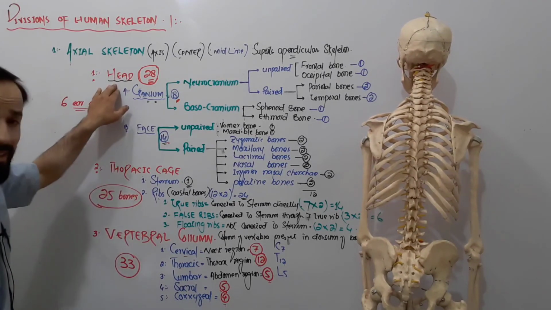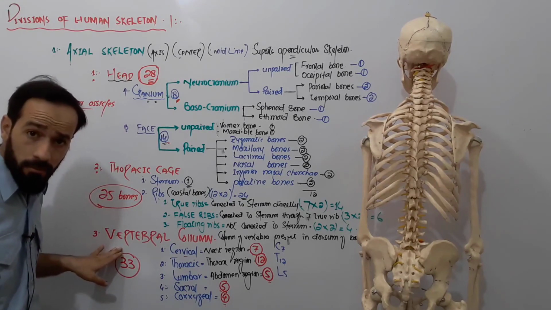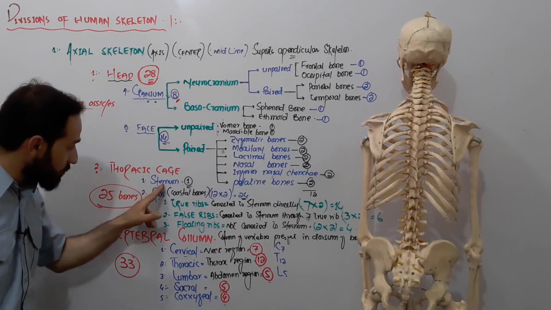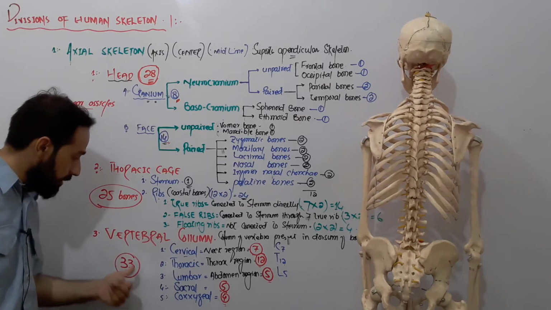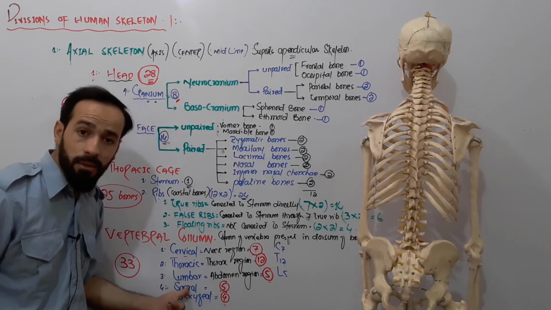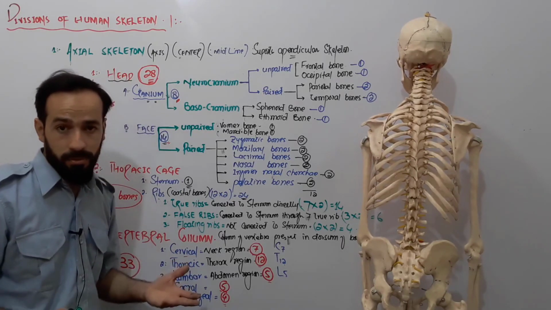So your axial skeleton is divided into 3 parts, right? This is the head, the thoracic cage and the vertebral column. The head is divided into cranium and face. The thoracic cage consists of sternum and ribs, true ribs, false ribs and floating ribs, and the vertebral column consists of the cervical vertebra, the thoracic vertebra, the lumbar vertebra, the sacral vertebra and the coccygeal vertebra, right?